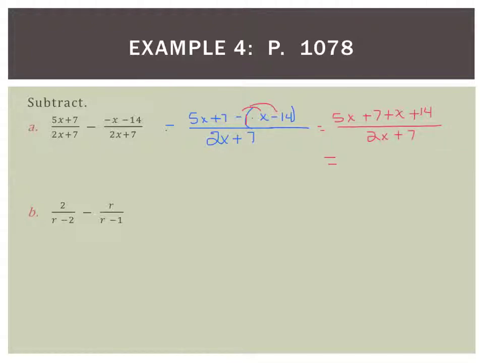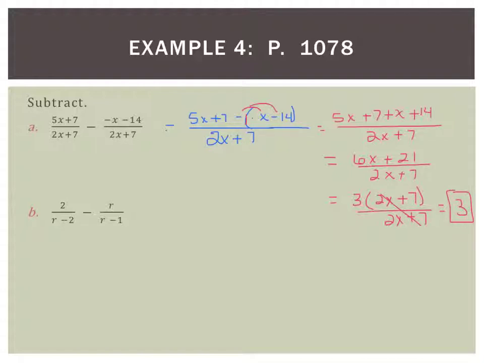And then I can combine like terms. 5x plus x is 6x. 7 plus 14 is 21 over 2x plus 7. And then 6x plus 21, I can factor that. So it has a common factor of 3, which leaves me with 2x plus 7 over 2x plus 7. So those will cancel. And my final answer is just 3 wholes.